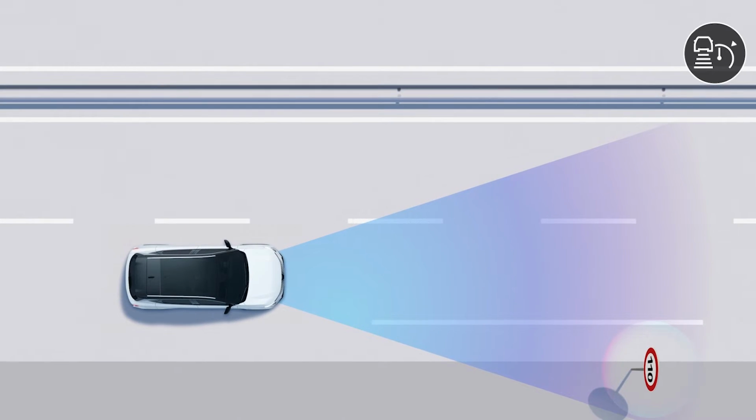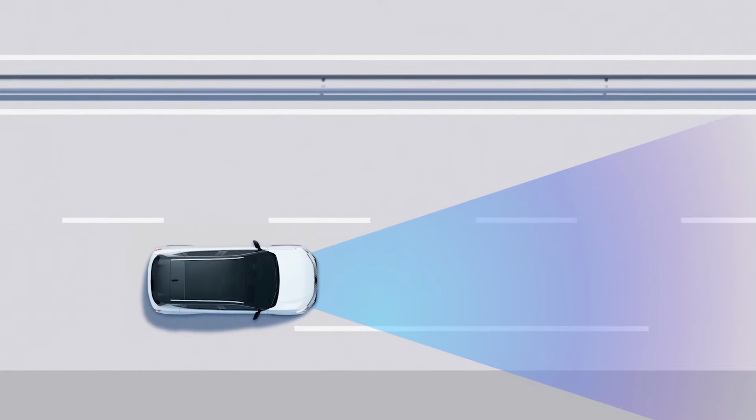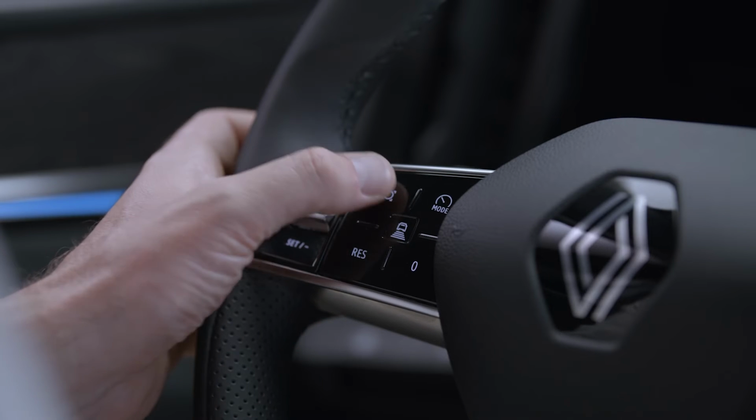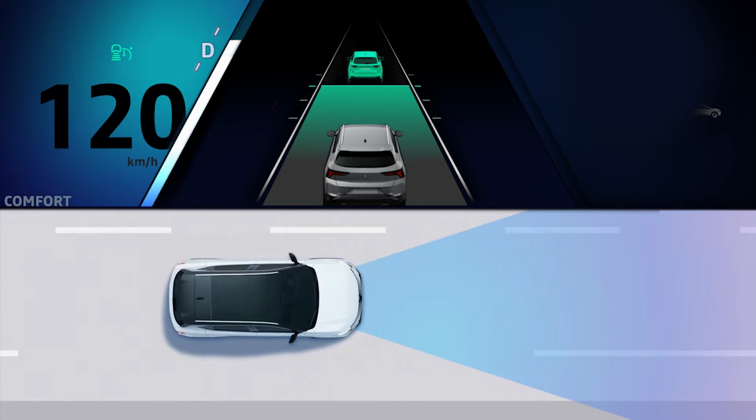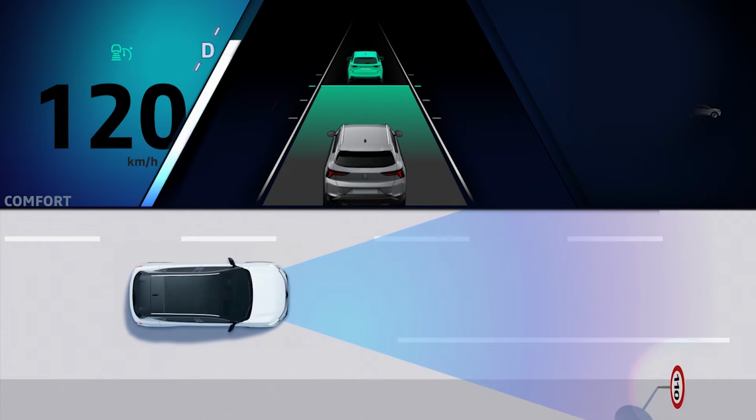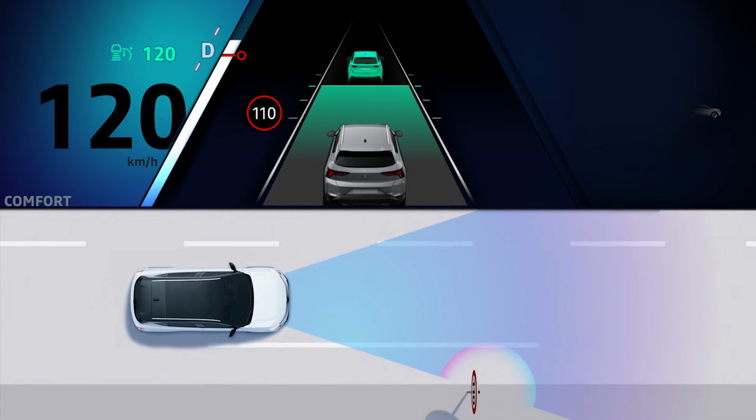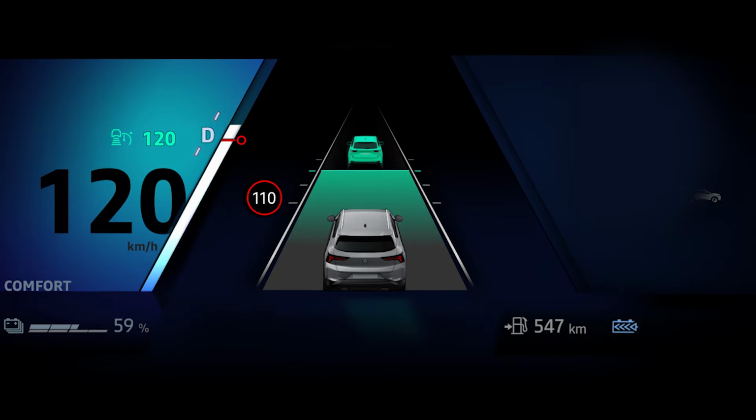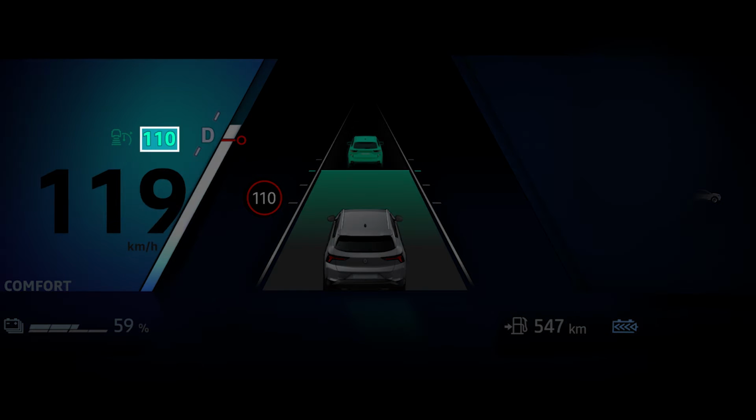You can combine the Stop and Go Adaptive Cruise Control with traffic sign detection by pressing this switch. The system then uses the camera to identify speed limits and displays them on the instrument panel. When the traffic sign is passed, the cruise control speed takes on the value of the detected speed.